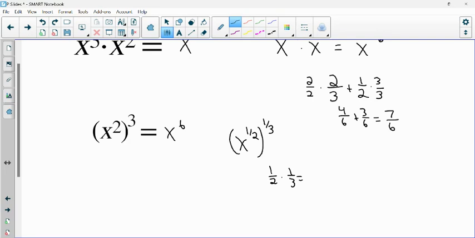And how do you multiply fractions? Straight across. You multiply straight across. 1 times 1 is 1. 2 times 3 is 6. So this would be x to the 1/6.